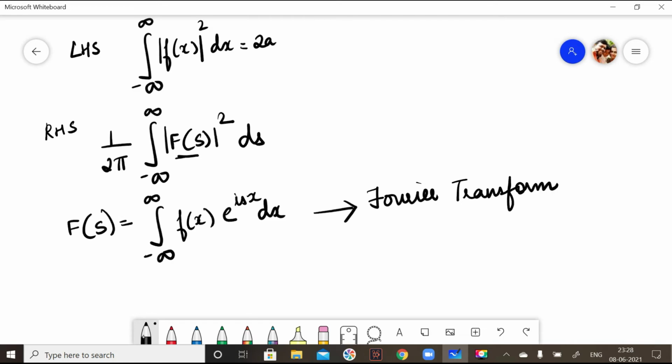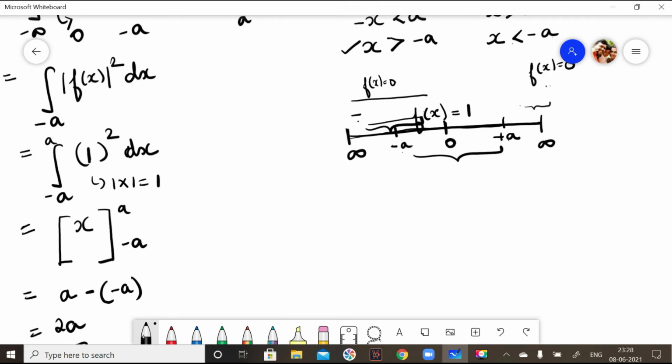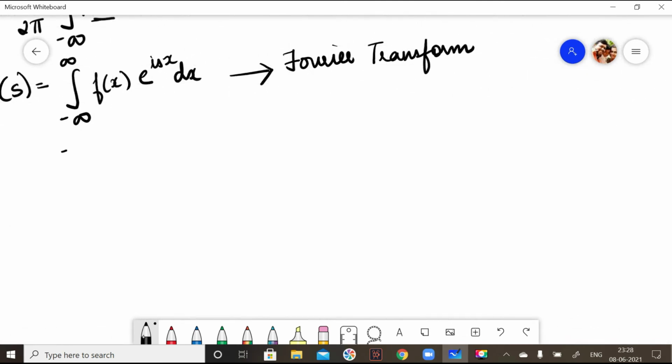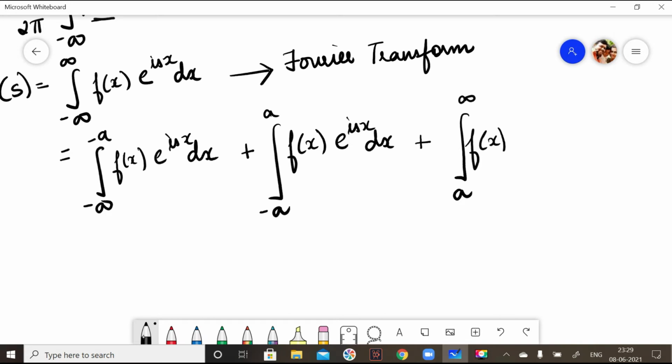Fine. Now we have already derived from this diagram that the function exists only for minus a to a, and that value is 1. So how will this limit change? This limit will change as integral minus infinity to minus a f of x e to the power isx dx plus integral minus a to a f of x e to the power isx dx plus integral a to infinity f of x e to the power isx dx.